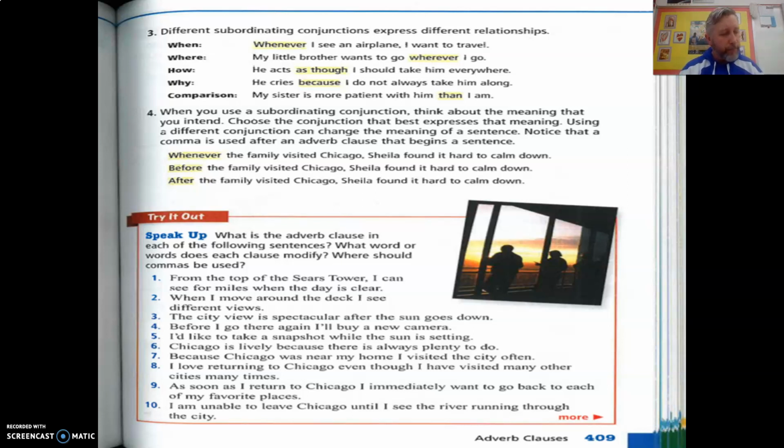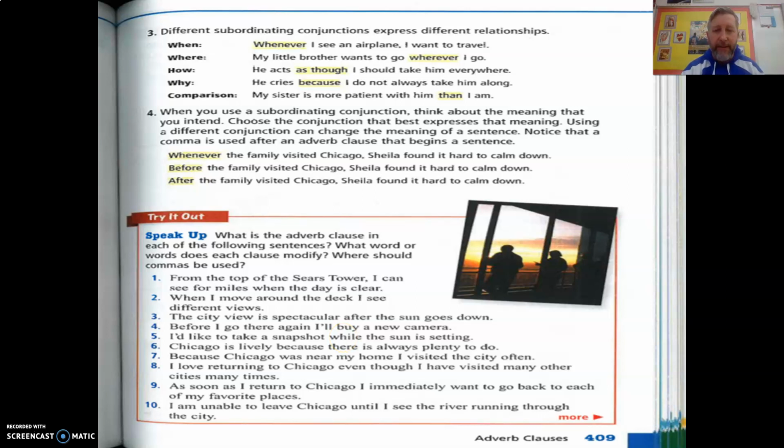So number 3, you should have identified "after" as a subordinate conjunction: "after the sun goes down," and it modifies spectacular. Number 4, you should have received the answer "before I go there again," and it modifies "I'll buy." Okay, it actually modifies buy, but notice that it's "I will," so really "will buy" is the verb phrase, so that's really what it's modifying. That's a toughie.